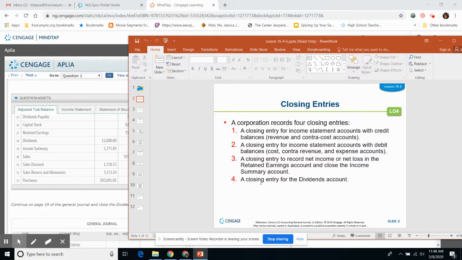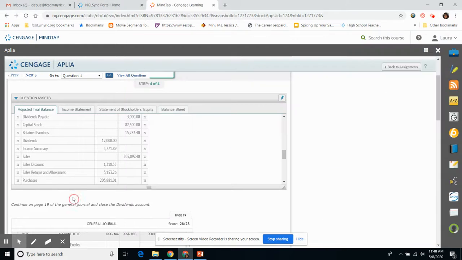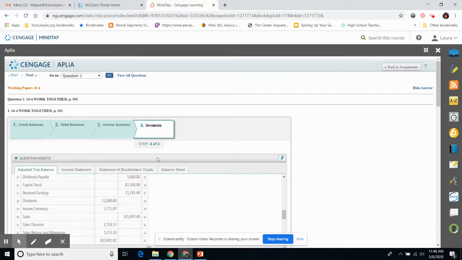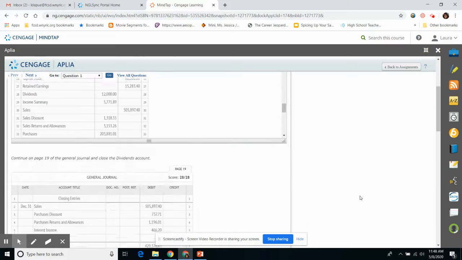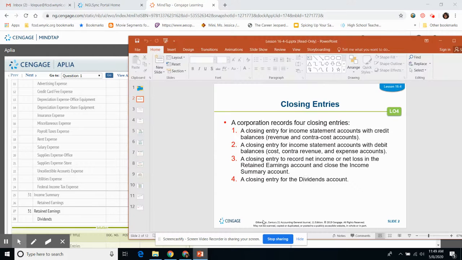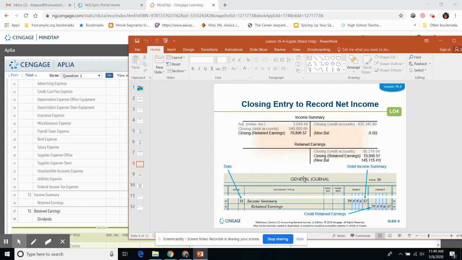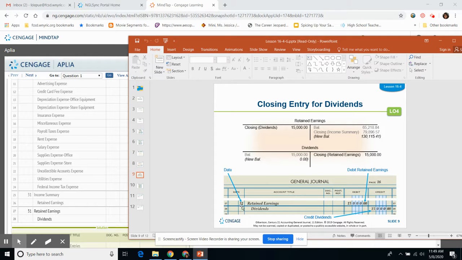And the fourth and final closing entry is to close the dividends account. So you can go back into the adjusted trial balance and look for the dividends. Remember, do not look at the dividends payable, but you're looking at this dividends account right here, this $12,000 amount. And I'm on step 4, the dividends. And you are going to look at this slide for the entry. And it shows you to use the ending date, 31st again, debit retained earnings, and credit dividends for whatever the amount was in the debit dividends account.